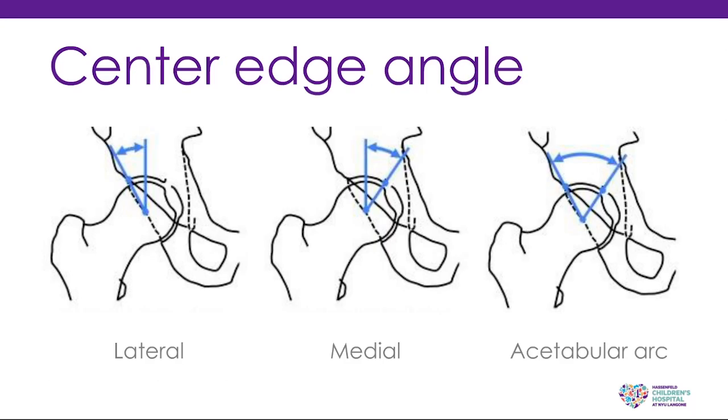From a practical standpoint, the most useful measure, at least for me, and I think most of the faculty use this, but we'll discuss this as we get into the nuances, is the lateral center edge angle. I don't only measure lateral, I actually measure the medial as well, as that gives me the so-called acetabular arc, which is a measure of the load-bearing area of the joint. And when we talk about hip preservation, procedures are designed to increase the joint surface contact area.